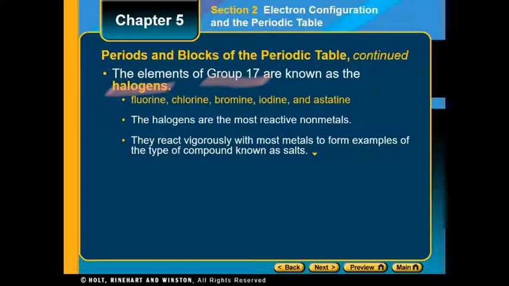For our halogens there, they react vigorously with most metals to form the generic classification of compounds called salts. So group 17 with a metal forms compounds called salts. The easiest ones to pair them with are group 1 or group 2 metals. So group 1, the one that you are familiar with, Na, group 17, chlorine. Sodium chloride, that is table salt, but we have lots of other salts.